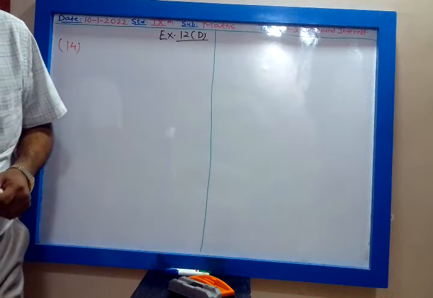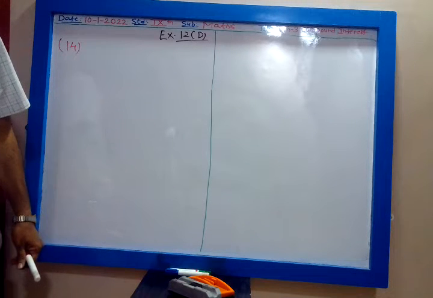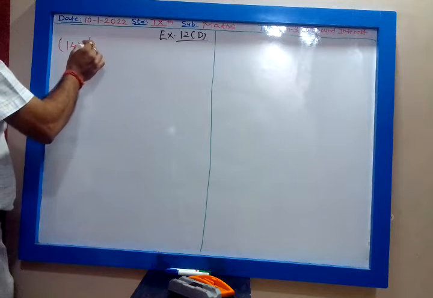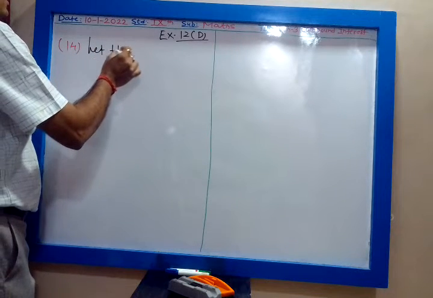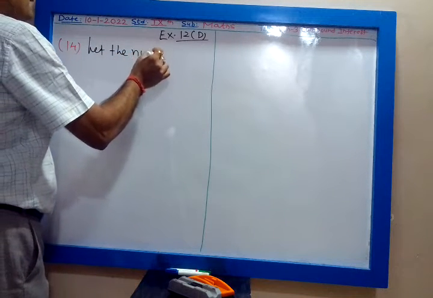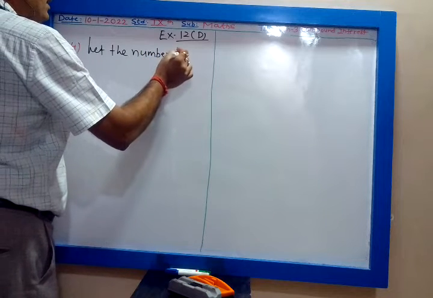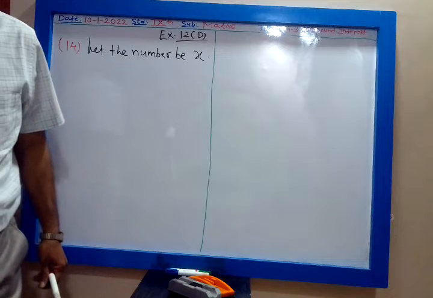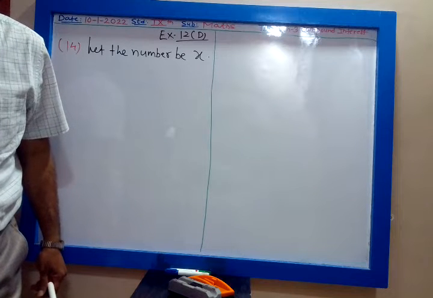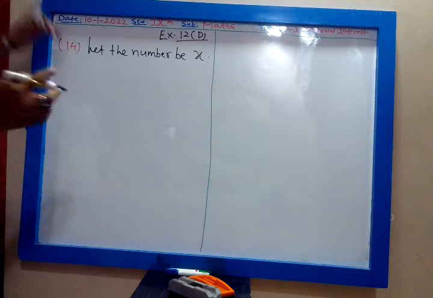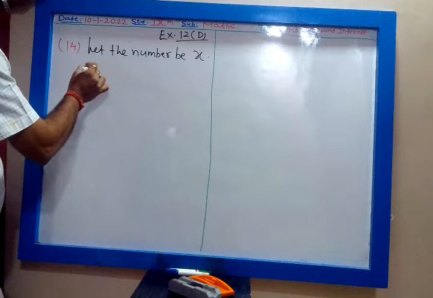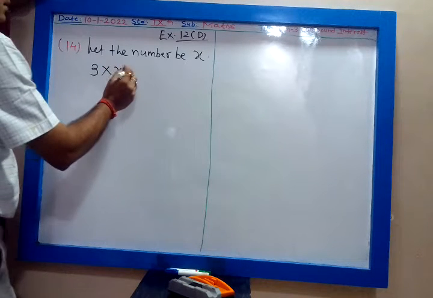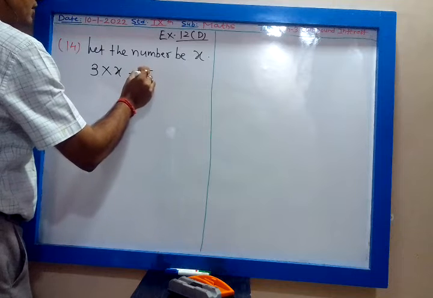14th. If 5 is subtracted from 3 times of a number, the result is 16. Find the number. So let the number be x. Okay, so what is given? 3 times of a number means 3 into x. From 3 times of a number we subtract 5, means minus 5.